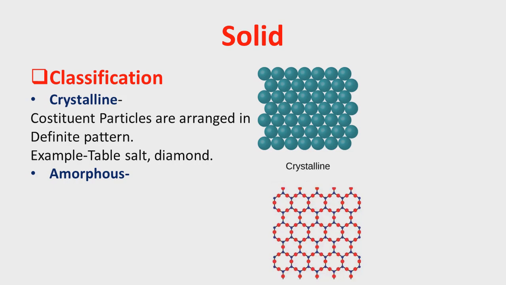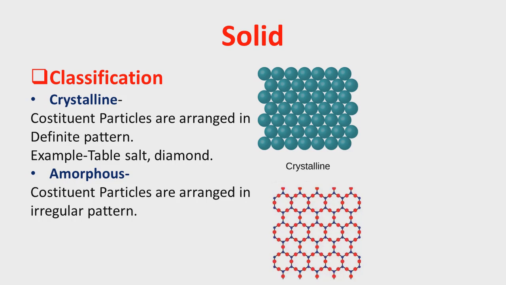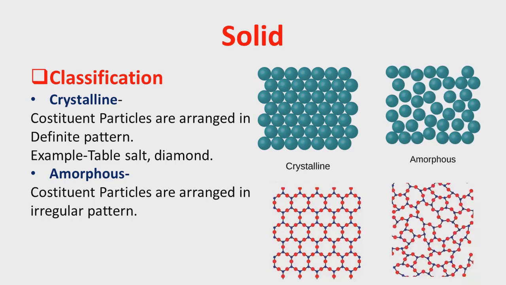In case of amorphous solid, the constituent particles are not arranged in a definite pattern, meaning the arrangement of particles will be irregular. Now you can see in both these images how particles are arranged in an irregular pattern, meaning there will be no definite arrangement, and therefore we call it an amorphous solid. And examples of these amorphous solids are glass, rubber and plastic.